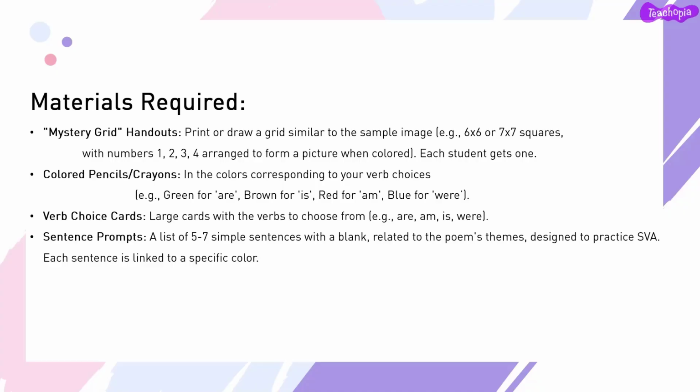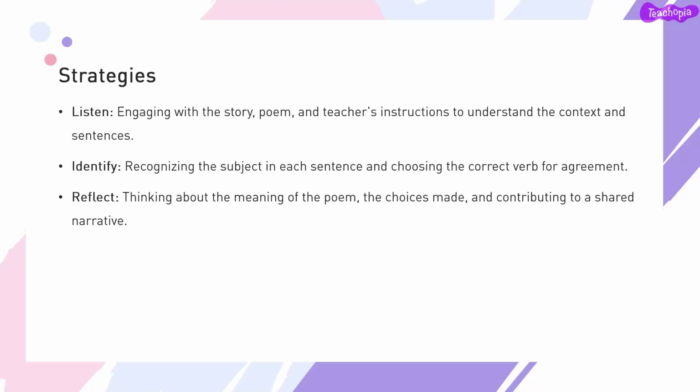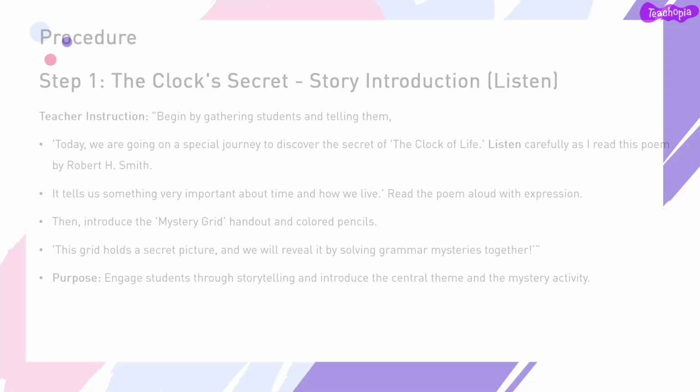The materials required are: print or draw a grid similar to the sample image, which is given in the below slides, with numbers 1, 2, 3, 4 arranged to form a picture. When colored, each student gets one. And color pencils or crayons, verb choice cards, and the sentence prompts. Strategies are listen, identify, and reflect.